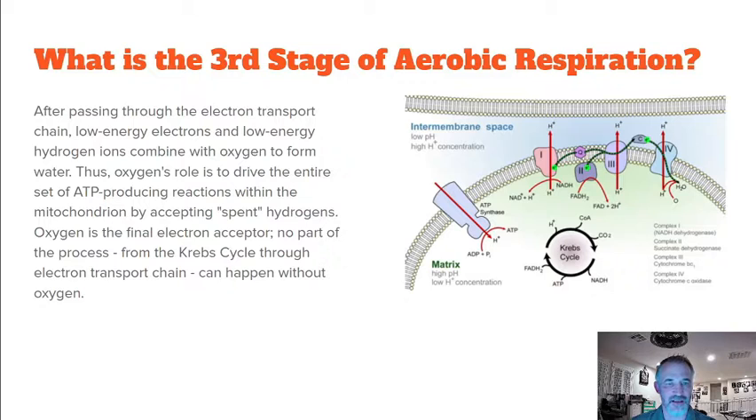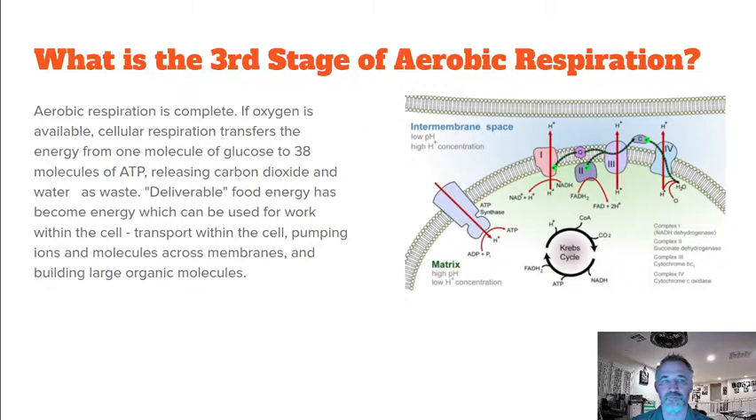Oxygen is the final electron acceptor. No part of the process from the Krebs cycle through the electron transport chain can happen without oxygen being present. That's why it's called aerobic respiration. You need oxygen. Aerobic respiration is complete if oxygen is available.